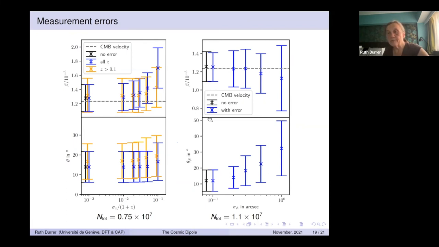Here, for SKA, we were looking at the size error. If we have a size error of 1 arcsecond, that's just not good enough. We will get huge error bars. But if we have a size error of about a tenth of an arcsecond, then that's like no size error at all. Then the size error becomes subdominant to the error and the offset, which is due to shot noise.